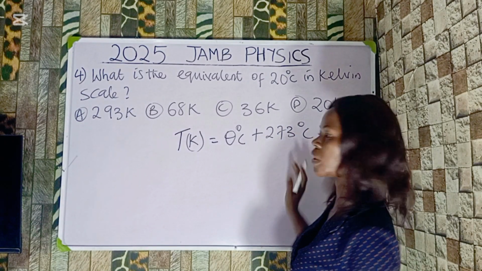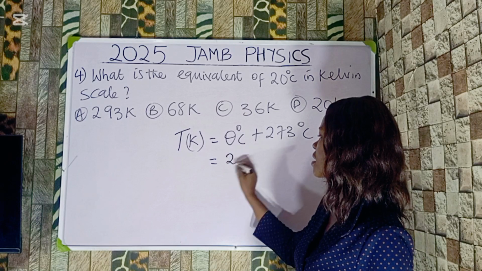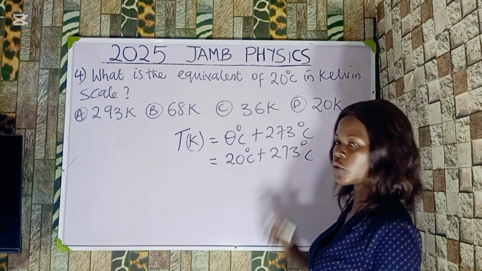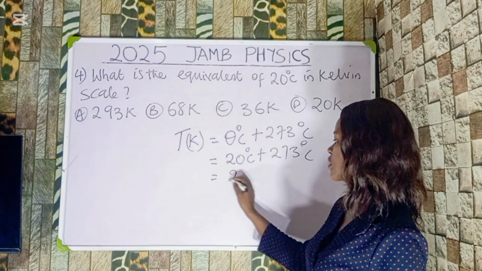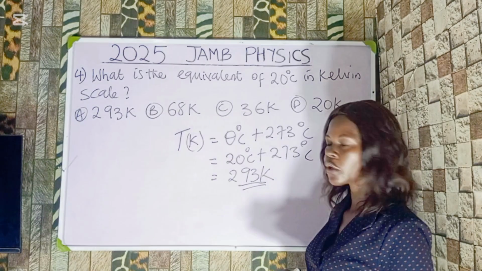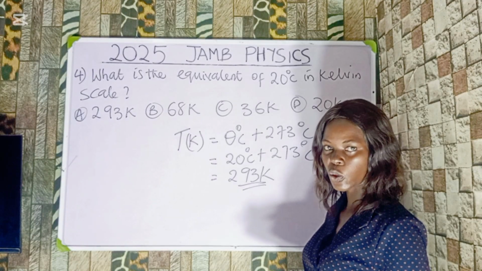273. We are going to say that this is 20 degrees Celsius plus 273, right? And by the time we add, they are going to give us 293 Kelvin. So the correct option to this question is option A.